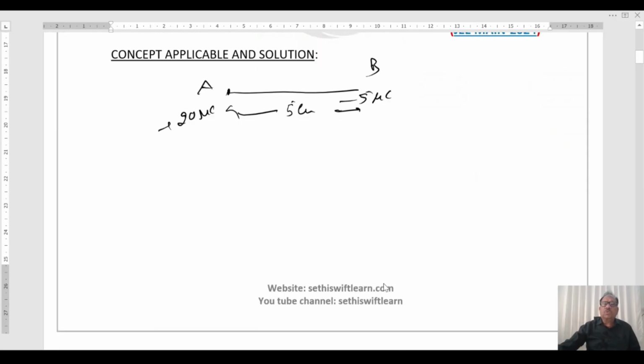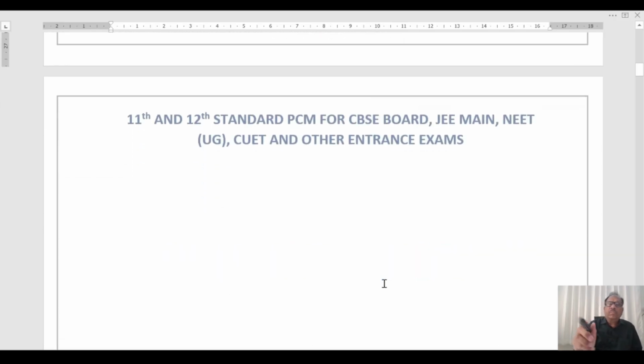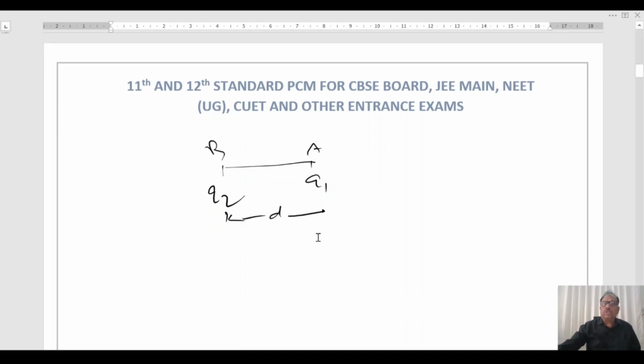Now, before starting this question, I will discuss certain things. Say, this is Q1, Q2. This is A, this is B, separated by distance d. Now, nature of charges: both positive. The third charge is placed here, at point P. This is plus q.